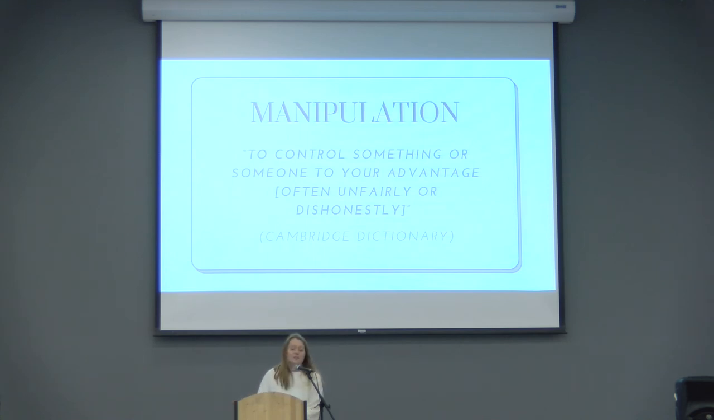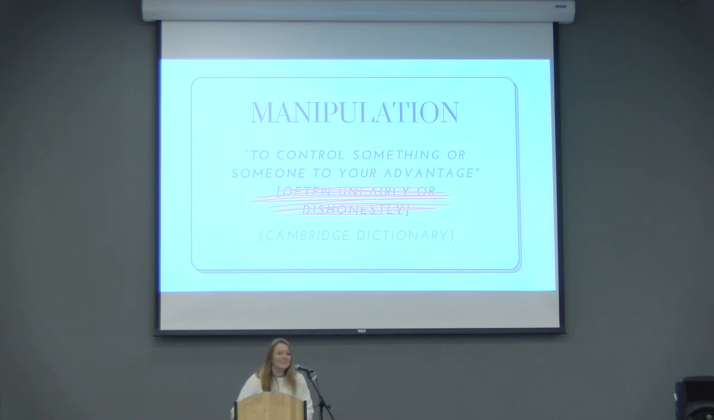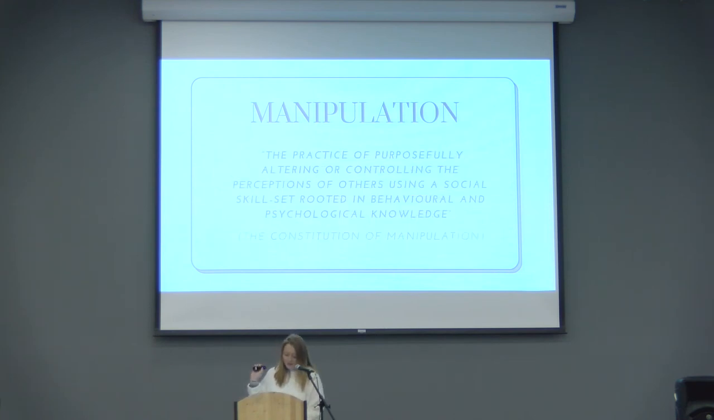Manipulation, defined by the Cambridge Dictionary, is to control something or someone to your advantage, often unfairly or dishonestly. So if we were to just scratch out that last part, this would serve as a near perfect definition of the practice that I am both studying and supporting. However, for the sake of clarity and uniqueness, for my constitution, I wrote a new definition of manipulation. The practice of purposefully altering or controlling the perceptions of others using a social skill set rooted in behavioral and psychological knowledge. And yes, I know, this one has a lot more words, but at least it's all-encompassing.